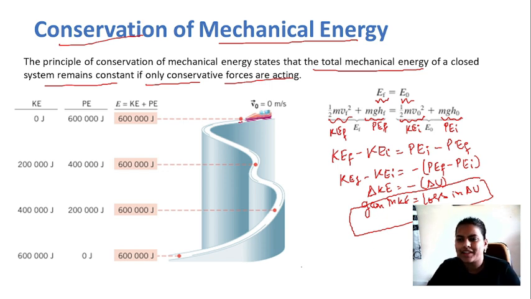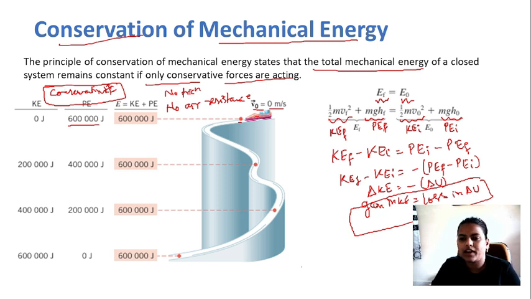Let's understand from this example. There is a car, its velocity is 0, and because it is at some height, it has potential energy of 6 lakh joules. We are assuming that there is no friction, there is no air resistance, and the only forces acting are conservative forces. So when this car slides down this road, at this point, some potential energy is converted to kinetic energy because it gained some velocity. But the total mechanical energy is constant.